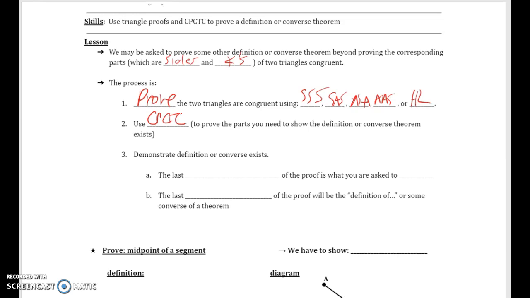And those parts that we talk about using CPCTC will demonstrate the definition or the converse theorem exists or is true. So the last statement of the proof in any proof is what you are being asked to prove. And the last reason for the proof when we are going beyond CPCTC will be the definition of, or whatever the converse theorem is.